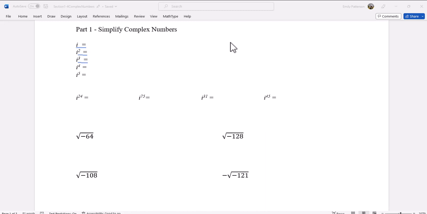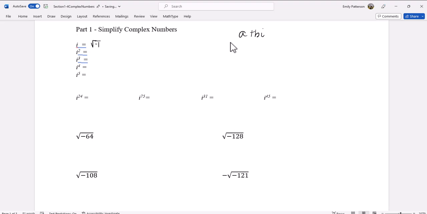This video is covering the idea of complex numbers. Complex numbers are any numbers that are of the form a plus bi, where a and b are real numbers, and i is what's called our imaginary number. i is represented by the square root of -1.